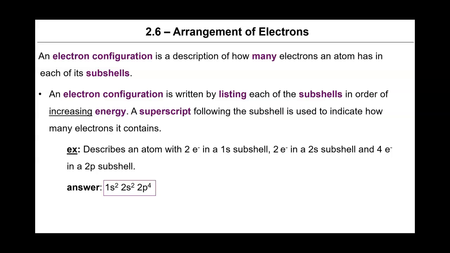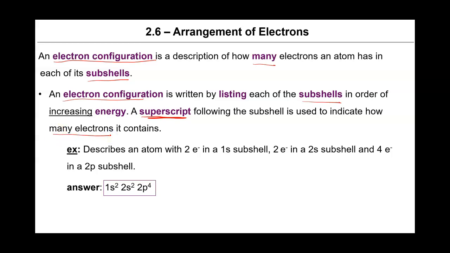So one of the important things that we're going to learn how to do is to write what we call the electron configuration. An electron configuration is a description of how many electrons an atom has in each of its subshells. In an electron configuration, we'll list out each of the subshells from lowest to highest energy, and then following each subshell we'll use a superscript to indicate how many electrons are contained in that subshell.